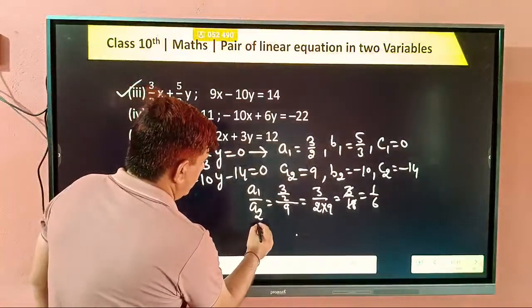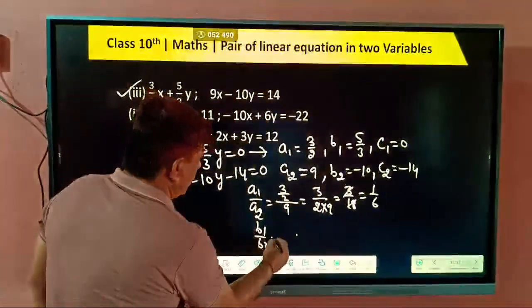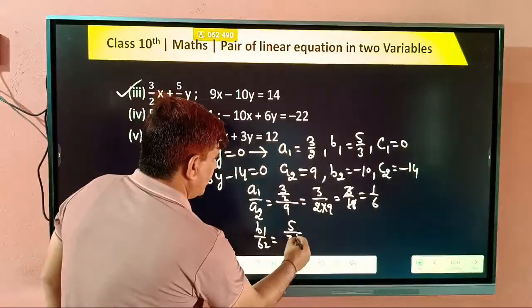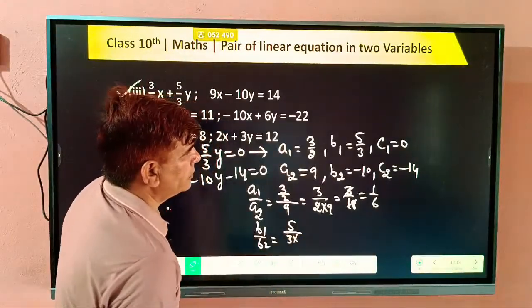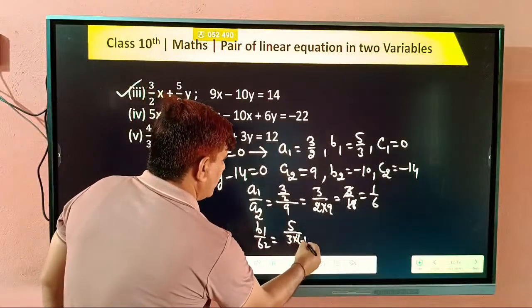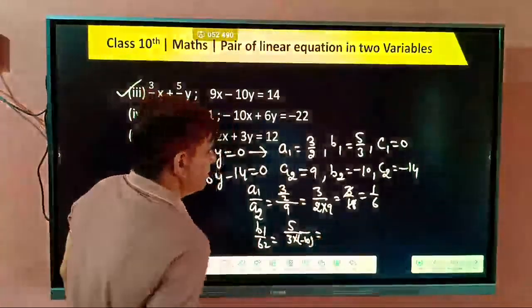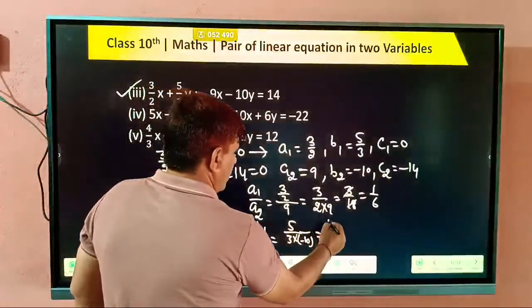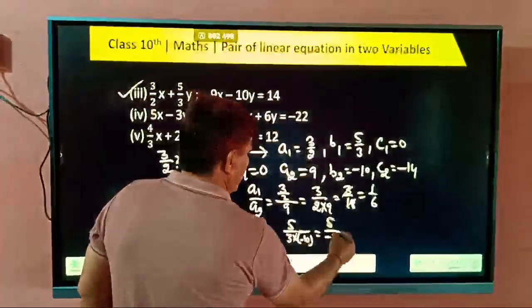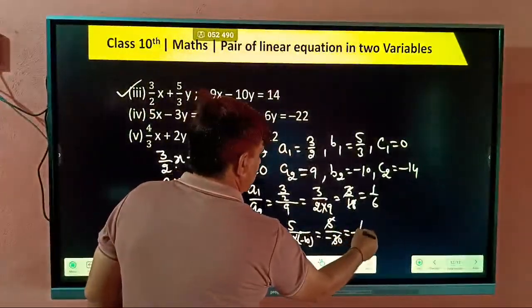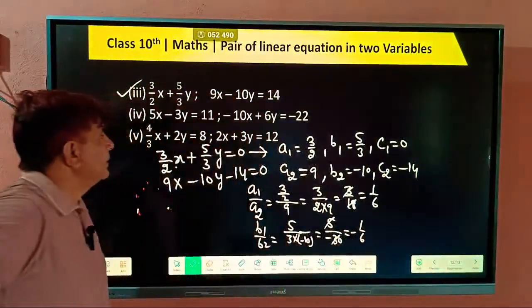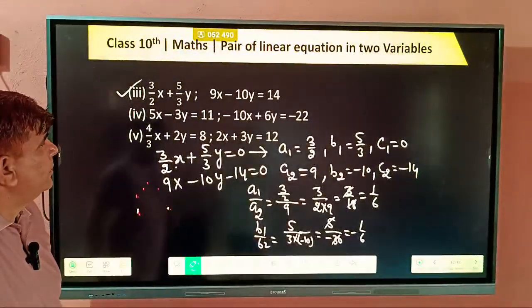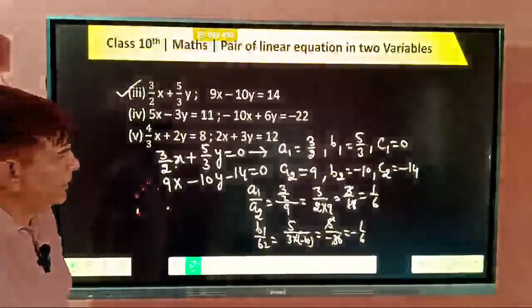What's your B1 by B2? B1 is 5 by 3, and into B2, minus 10. So what does it become? 5 by minus 30. Cancel it, minus 1 by 6.